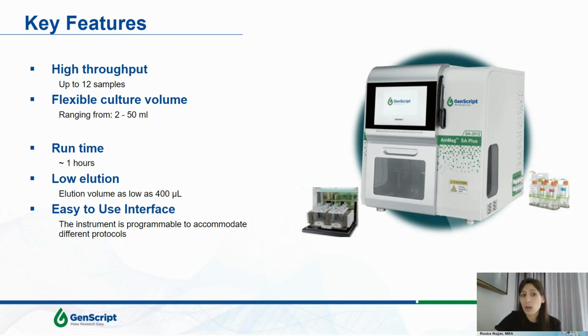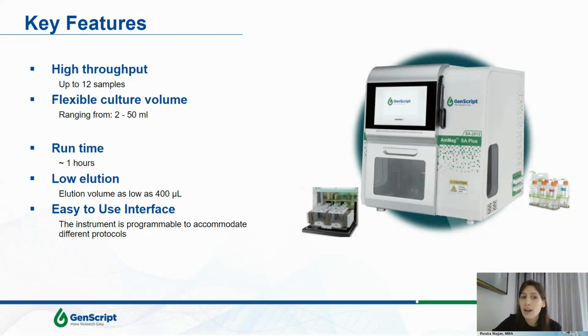The nice thing about it as well is that it can run up to 12 samples at a time. So the actual sample run is done in a V-shaped conical 50 ml tube. So you can go as low as 2 ml or up to 50 ml. But in reality, if you have a larger culture, you can technically take your beads and put them in with the larger culture. Actually, we have a magnetic wand that you can swirl into the culture and then transfer the beads into the 50 ml tube.